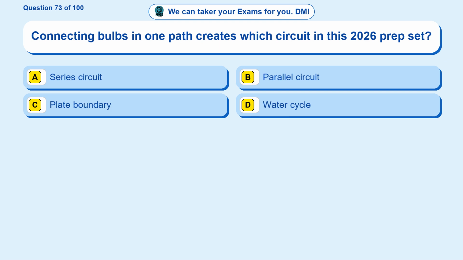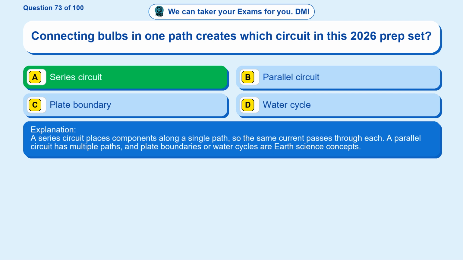Question 73. Connecting bulbs in one path creates which circuit in this 2026 prep set? Option A, series circuit. Option B, parallel circuit. Option C, plate boundary. Option D, water cycle. The correct answer is option A. Series circuit. A series circuit places components along a single path, so the same current passes through each. A parallel circuit has multiple paths, and plate boundaries or water cycles are earth science concepts.